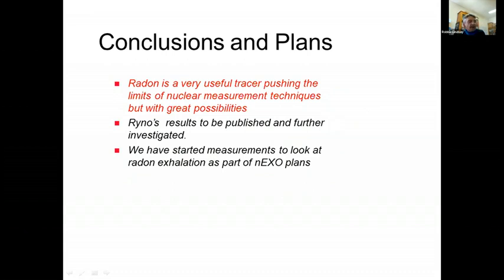Of course, we haven't really looked at all the effects on climate change. But if you look at the Australians involved in this, they've got several publications on what this can tell us about how long-term climate changes take place. And then we've started measurements now.